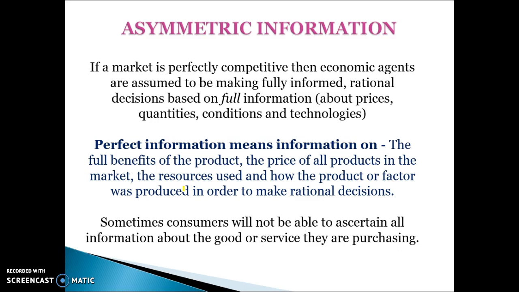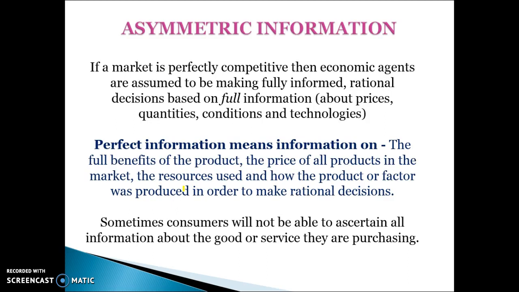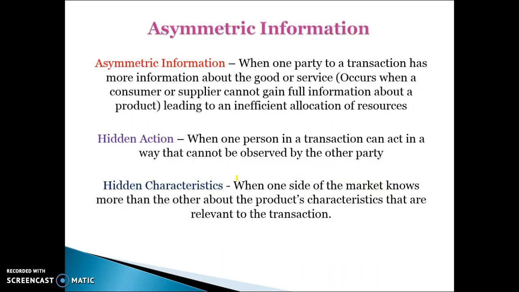So, if a market is perfectly competitive, then economic agents are assumed to be fully informed, rational, and make decisions based on full information. So they have full information on prices, quantities, conditions, technologies. So perfect information can include full benefits of the products, the price of the products, prices of other products in the market, how resources are used, how the product was produced, all these things to make rational decisions. But sometimes consumers don't have all the information about products.